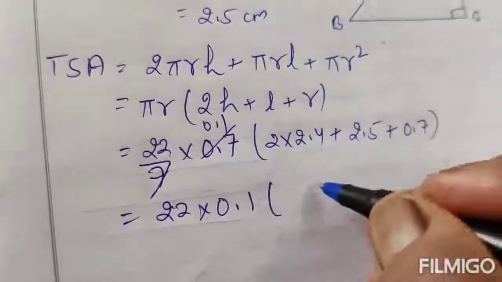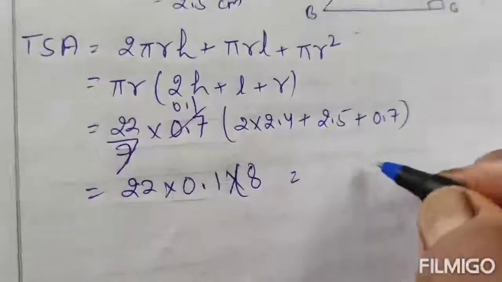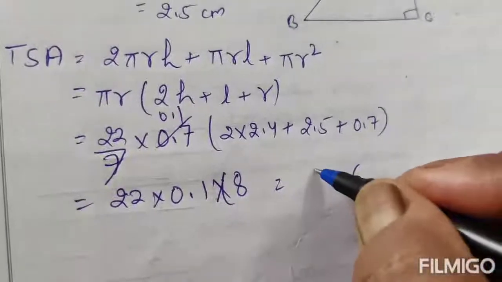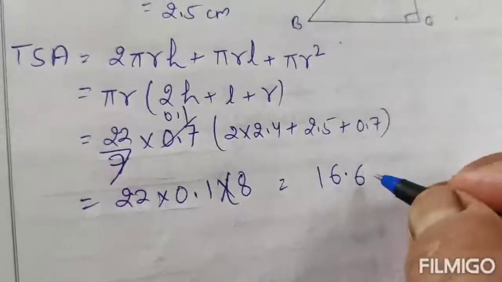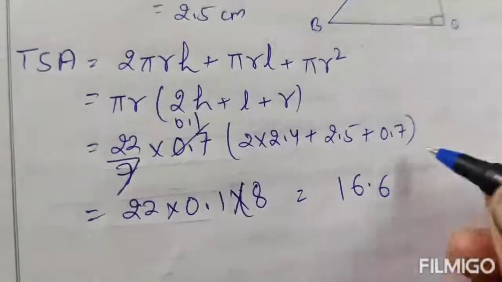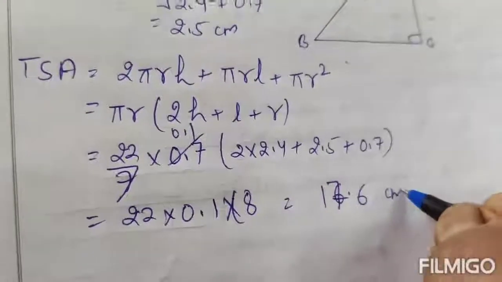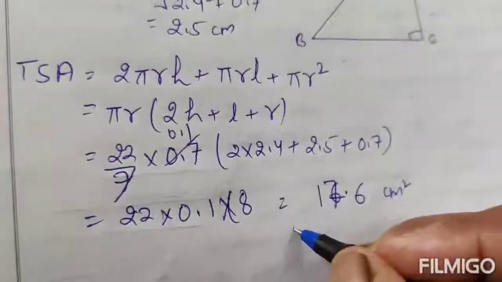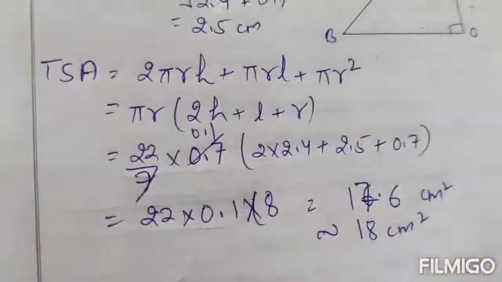8, this is about 8. 8 to the 16, 8 to the 16 is 17.6. 17.6 centimeter square. Rounded to the nearest, 17 means 18 centimeter square.